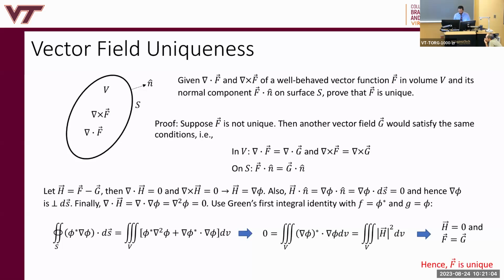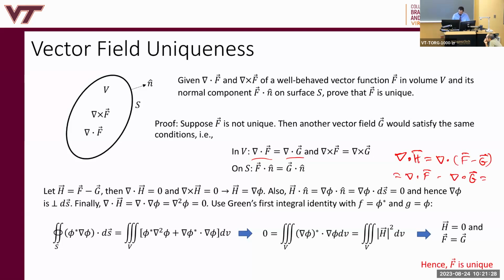H is equal to F minus G. Okay, what is the divergence of H then? Well, the divergence of H has to be zero because, look, the divergence of F is the divergence of G. So the divergence of H, which is equal to the divergence of F minus G, equals the divergence of F minus the divergence of G.